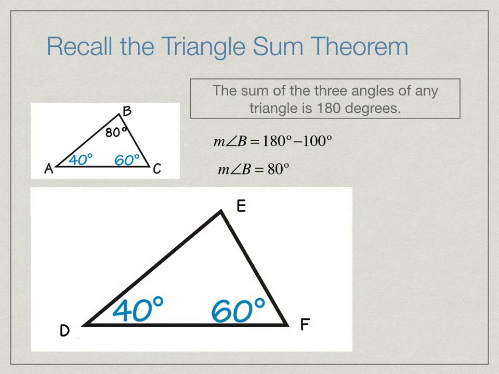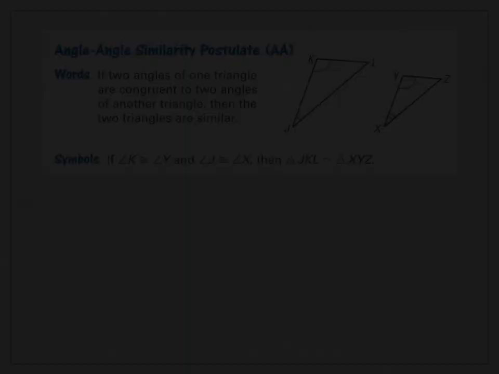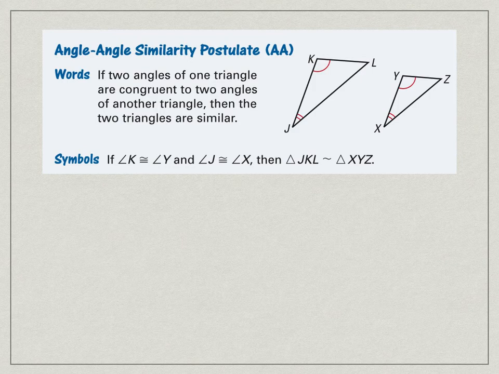So here's another triangle. If I wanted the measure of angle E, it would also be 80 degrees. The angle-angle similarity postulate states if two angles of one triangle are congruent to two angles of another triangle, then the two triangles are similar.